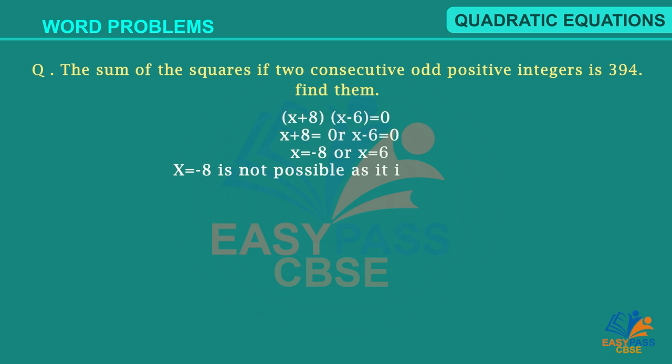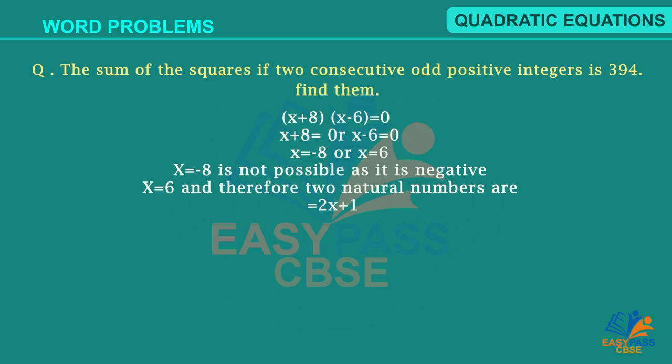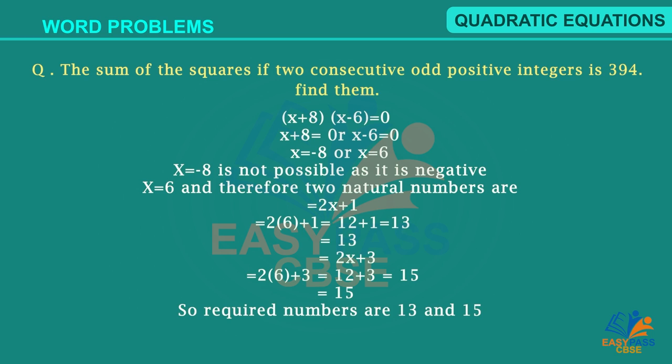x is equal to minus 8 is not possible as it is negative. Therefore, x is equal to 6. And therefore, the two natural numbers are 2x plus 1 equal to 13 and 2x plus 3 equal to 15. So, the required numbers are 13 and 15.